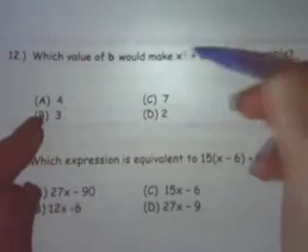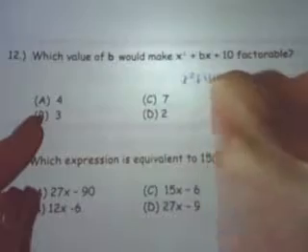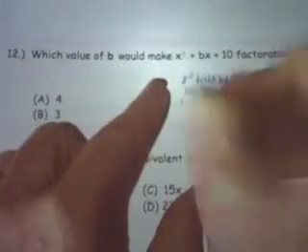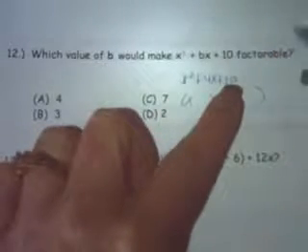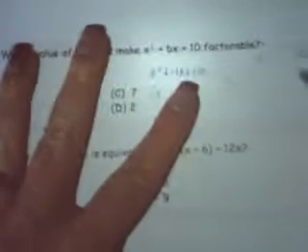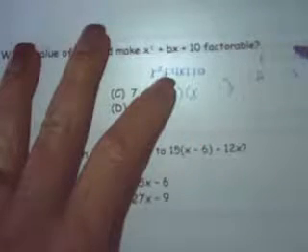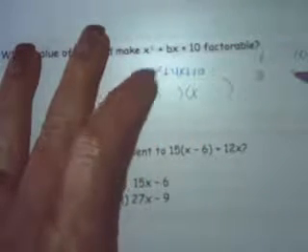Number 12, which value of b would make x squared plus bx plus 10 factorable? Okay, well, they give you answer choices you can plug in, so plug in x squared plus 4x plus 10 and see if that makes it factorable. Well, you know you're going to have x times x. What are your factors of 10? 1 and 10, 2 and 5. Does 1 plus 10 equal 4? No. Does 2 plus 5 equal 4? No.